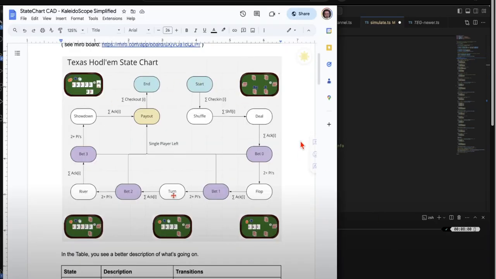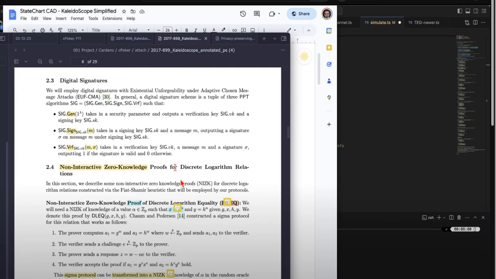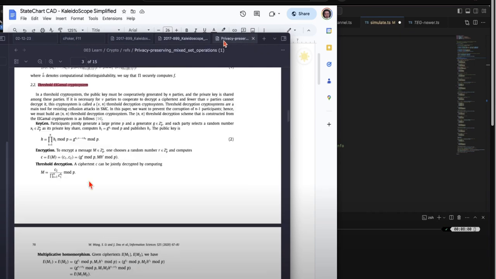We started by implementing a state chart for Texas Hold'em, where we have a start, a random shuffle, a set of betting rounds, and all of these based on a protocol suggested by this IOG paper, which is based on the threshold ElGamal encryption.